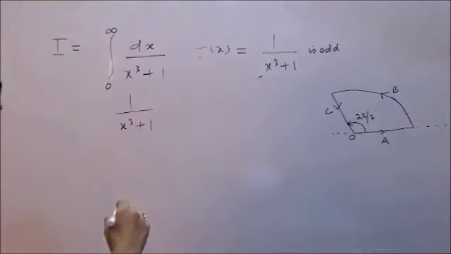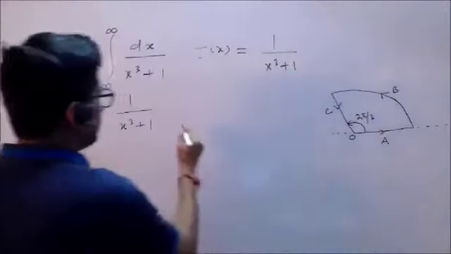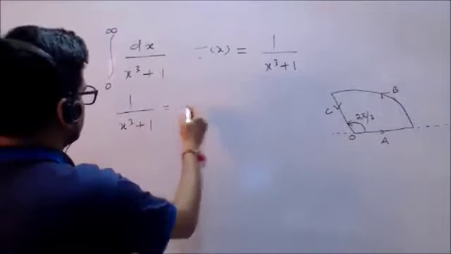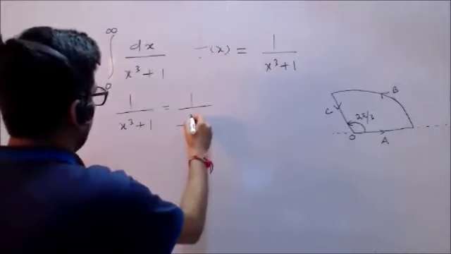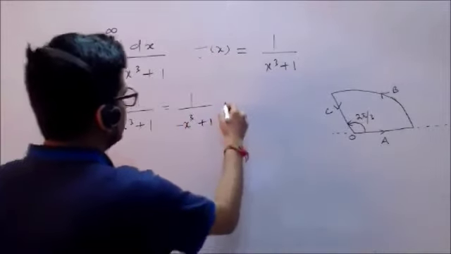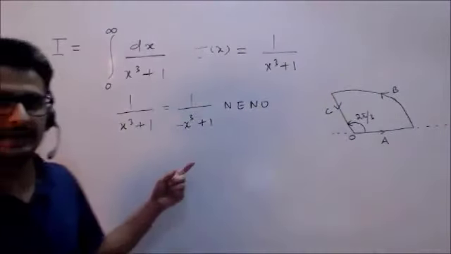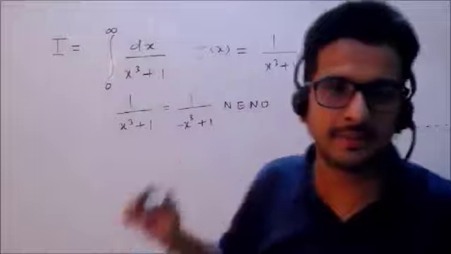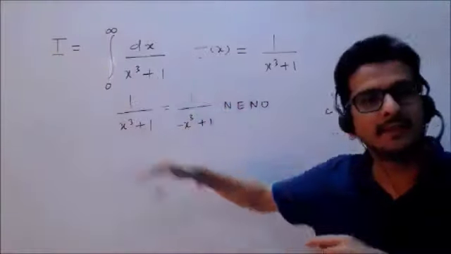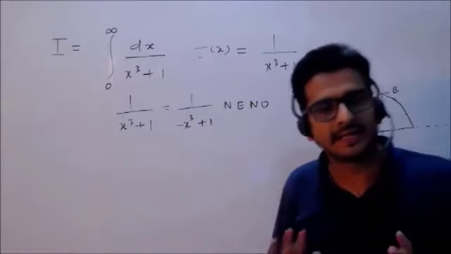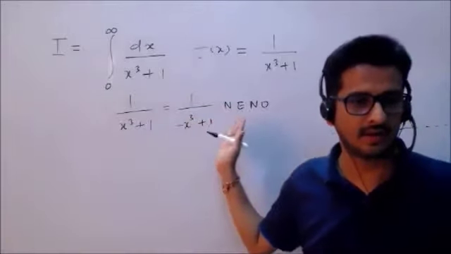So sorry, this is neither even nor odd. This is not odd. Because if I put minus for x, what will it become? It will become 1 upon minus x cube plus 1. It is neither even nor odd. Okay, thank you for that correction. I wanted to tell that this half thing can be applied only for even functions. It cannot be applied for odd, neither for even nor odd.